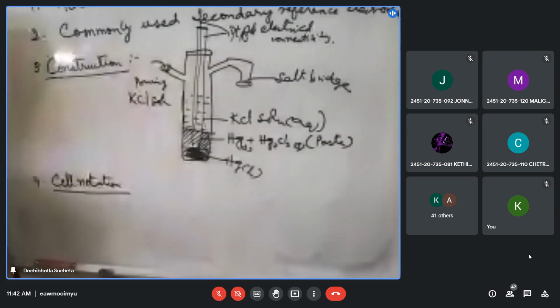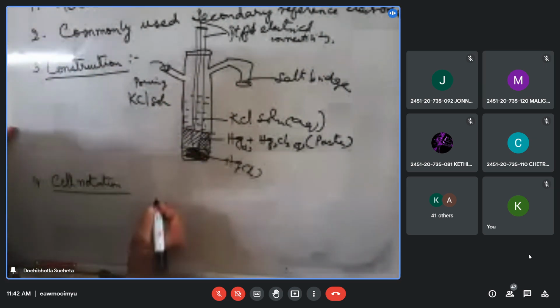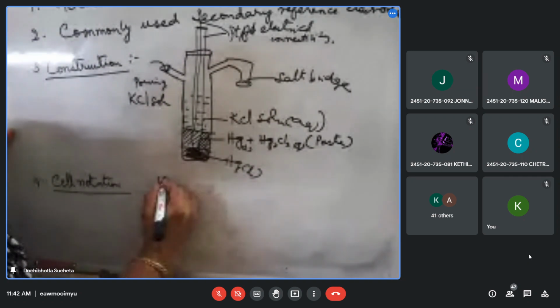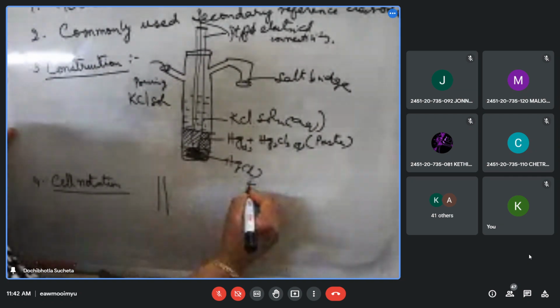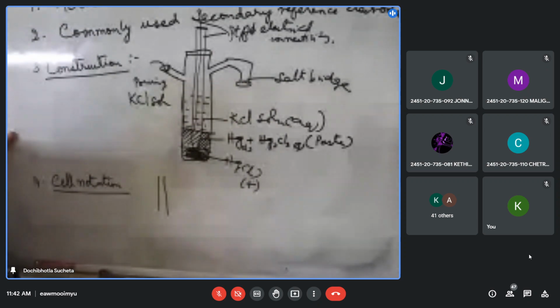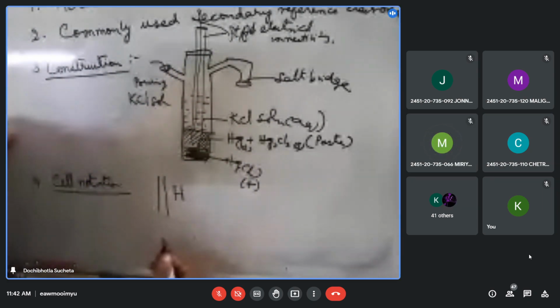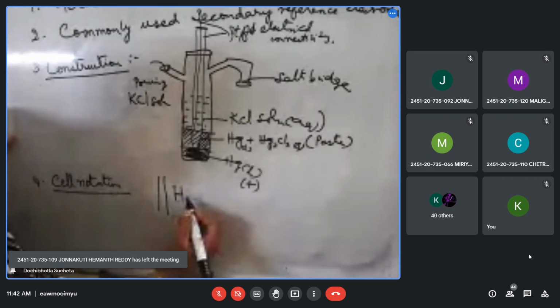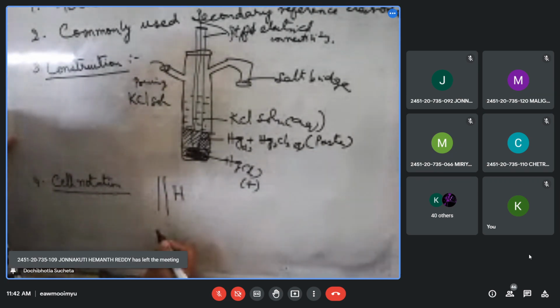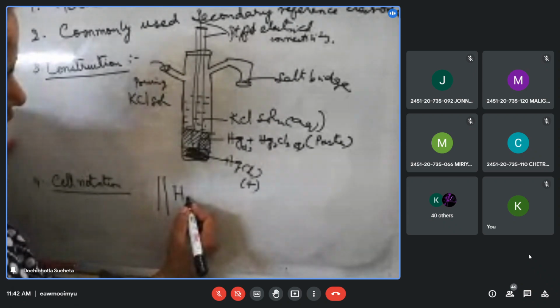Okay, so reduction, it will act as anode or cathode? Reduction takes place at anode or cathode? Cathode, ma'am. Cathode. So what is the reduction reaction?